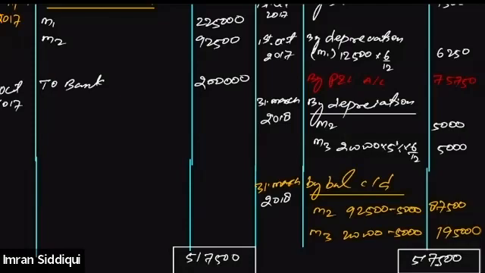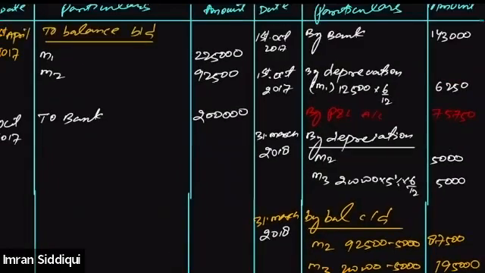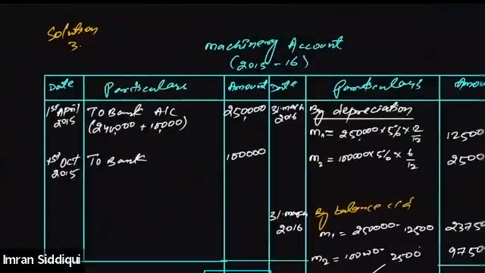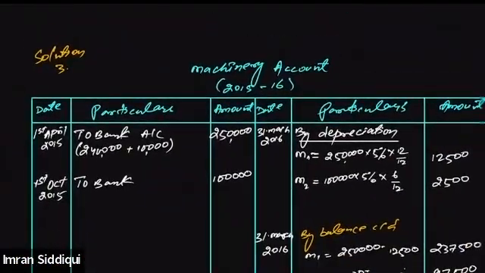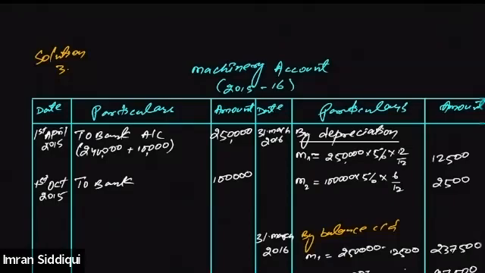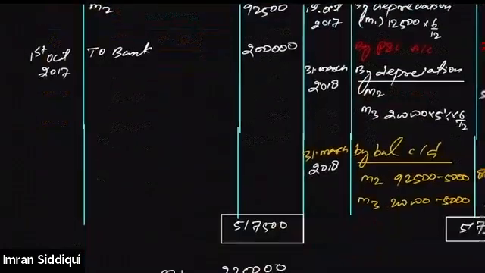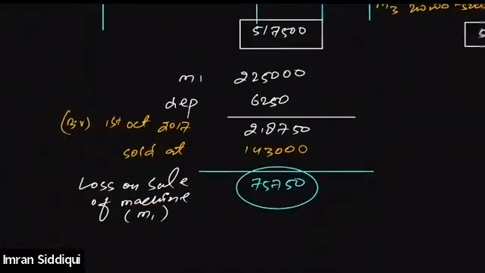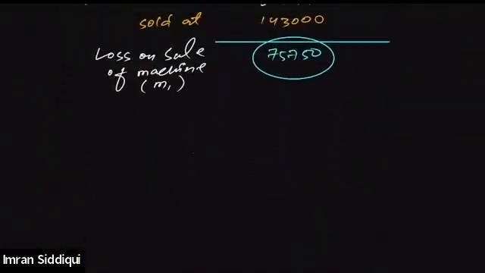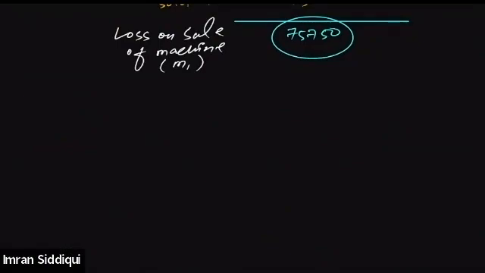Done. Shall we move to the next year? We prepared the machinery account for the 3 financial years. We need to prepare it for 1 more financial year. We made it for the year 2015-16, then for 2016-17, then for the year 17-18. The question requires us to prepare it for 4 financial years, so you'll have to make one more account.